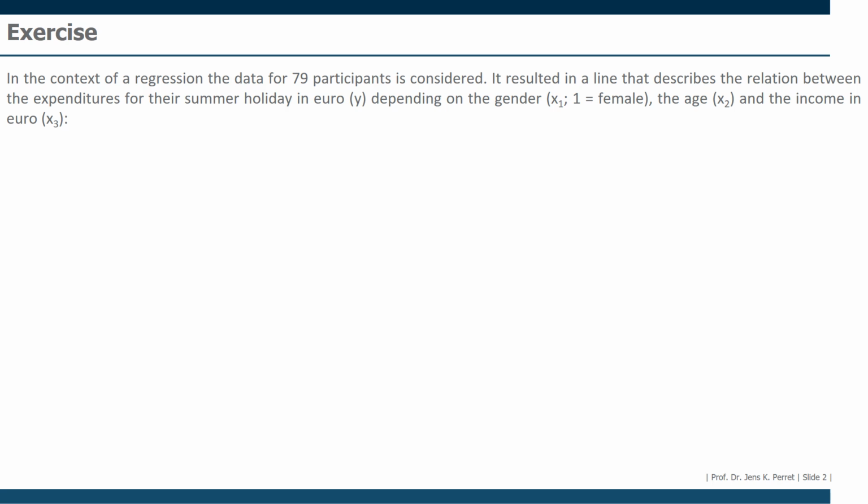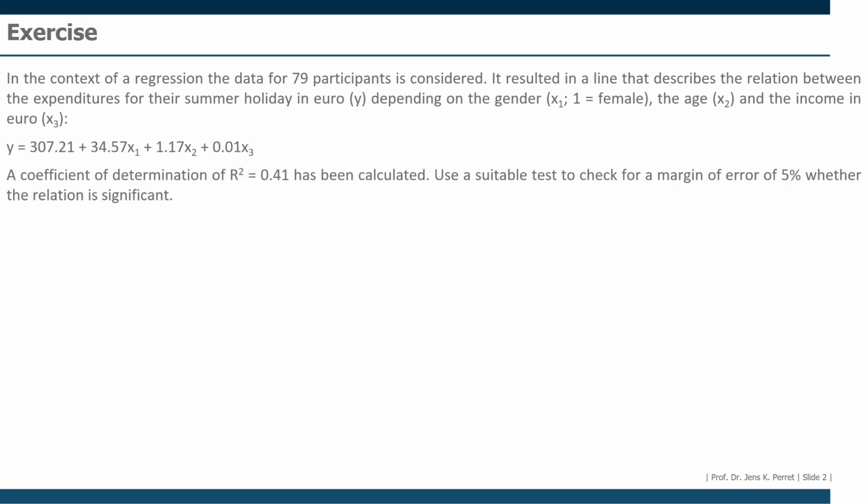Here we have, in the context of a regression, the data for 79 participants. It resulted in a line that describes the relation between the expenditures for their summer holiday in euro, so that's the dependent variable y, depending on the gender, that's variable x1, with 1 being equal to female and thereby 0 being equal to male, the age, x2, and the income in euros, x3. The result is as follows.